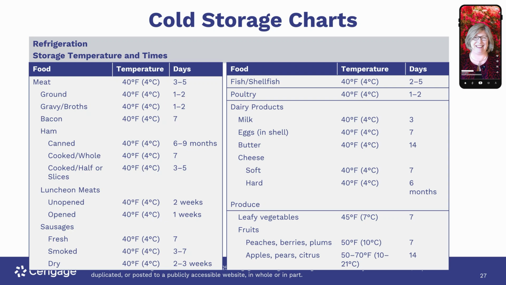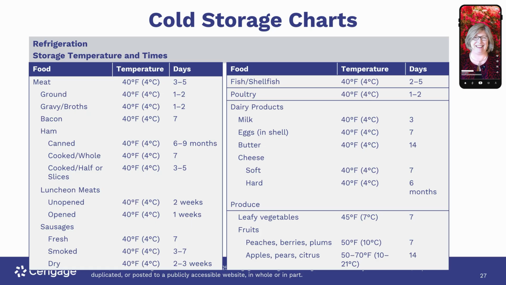Luncheon meats, again, because they're salted usually. Unopened can be 2 weeks. Opened can be 1 week. Typically, we don't want to keep food for more than a week, unless it's an exception, like if it's canned or unopened. And again, these food products are all marked with a use by date. Sausages: fresh sausage 7 days, smoked sausage 3 to 7 days, dry sausage 2 to 3 weeks.